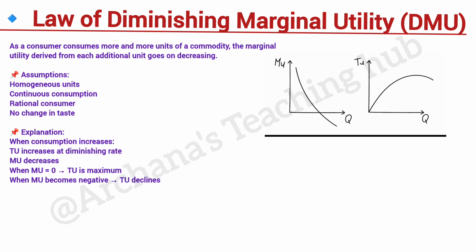As a consumer consumes more and more units of a commodity, the marginal utility derived from each additional unit goes on decreasing. Assumptions: homogeneous units, continuous consumption, rational consumer, no change in taste. When consumption increases, TU, total utility, increases at a diminishing rate. MU, marginal utility, decreases. When MU is equal to 0, TU is maximum. When marginal utility becomes negative, then TU declines.